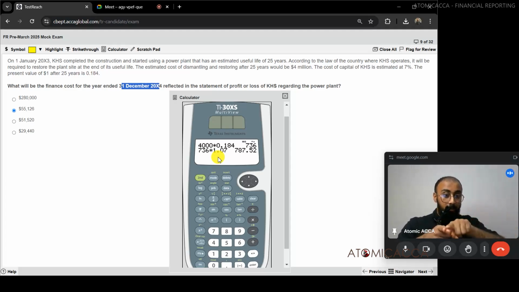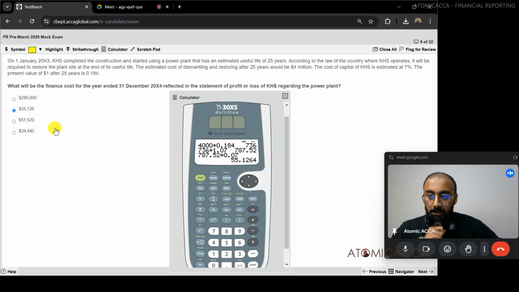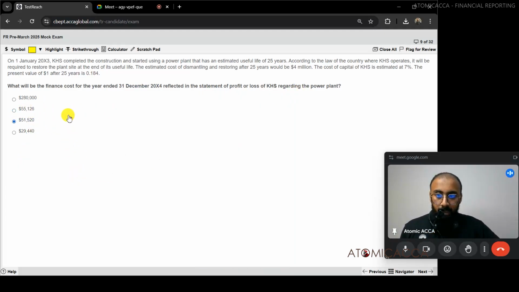So what will be the gap? The gap is 7% on the opening figure. So what is the opening figure for the second year? 787.52. So 787.52 multiplied by 0.07, that's 7%, will be equal to 551264. So 551264, we have the answer over here. So we found the solution for that. So this one is also done.